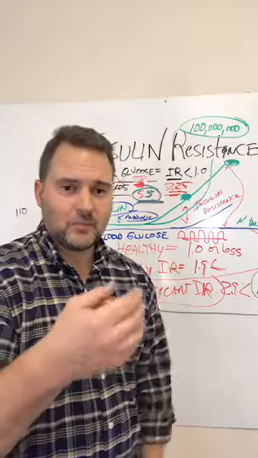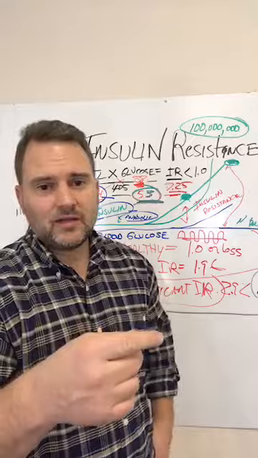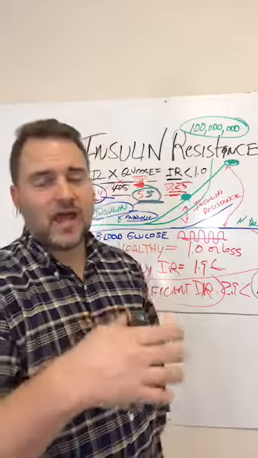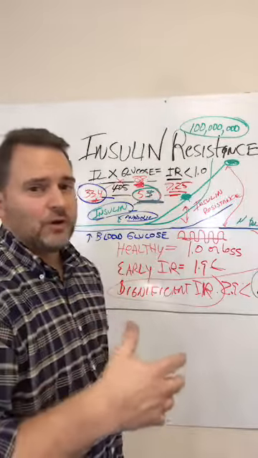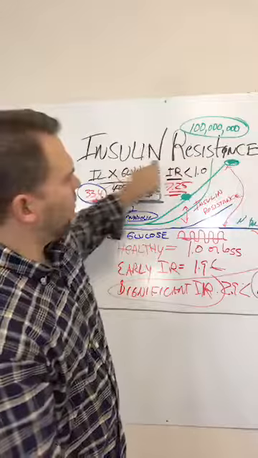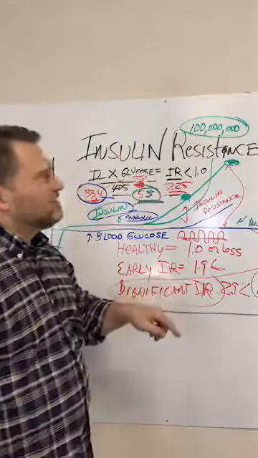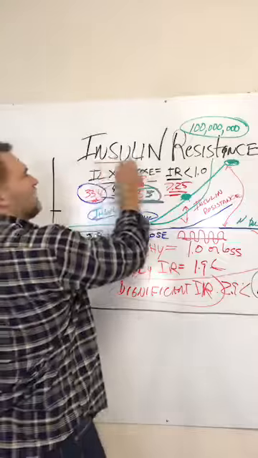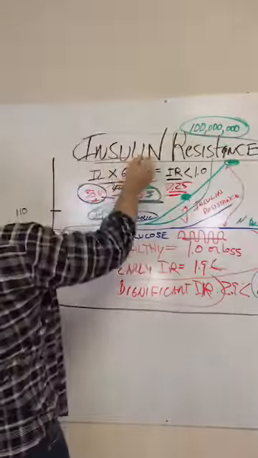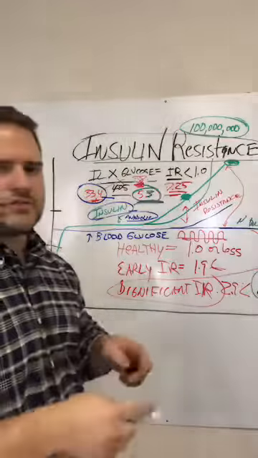That's how you can get diabetic neuropathy. That's how you can get diabetic ulcers. This is how this process happens. But it all starts right here. It starts at insulin resistance. If we address this, we don't have to do any of this other stuff.